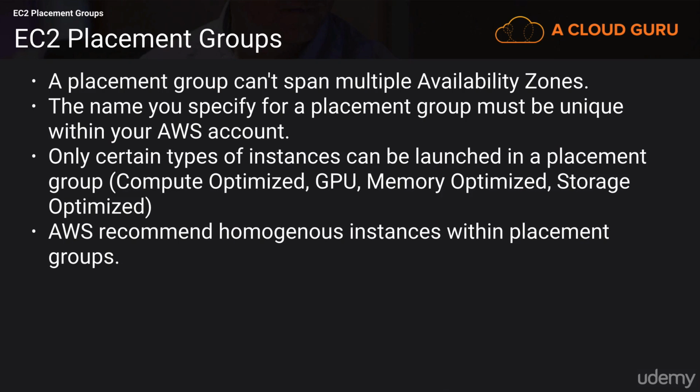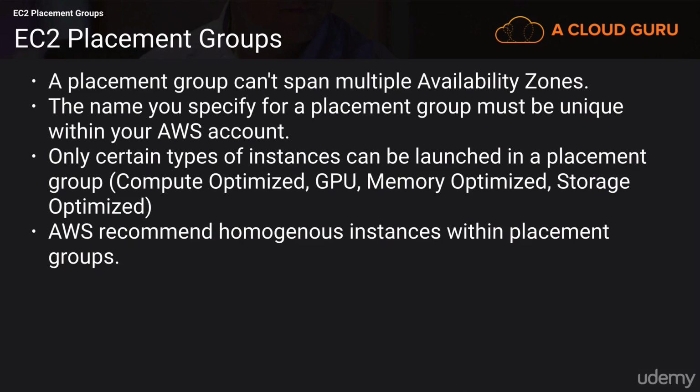AWS always recommend that you launch homogeneous instances within placement groups. This is actually a topic that comes up more in the SA Pro exam rather than the associate exam, but still a good thing to know going into your associate exam. So by homogeneous instances, we just mean instances of the same size and same family. So you don't want to have a mixture of different instance sizes from different families within a placement group.